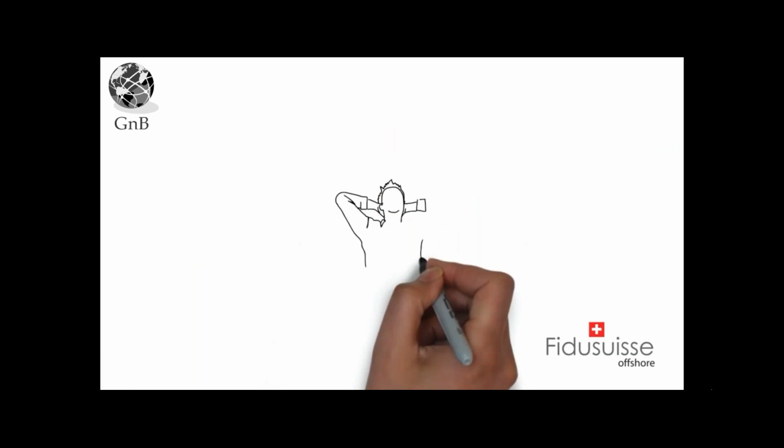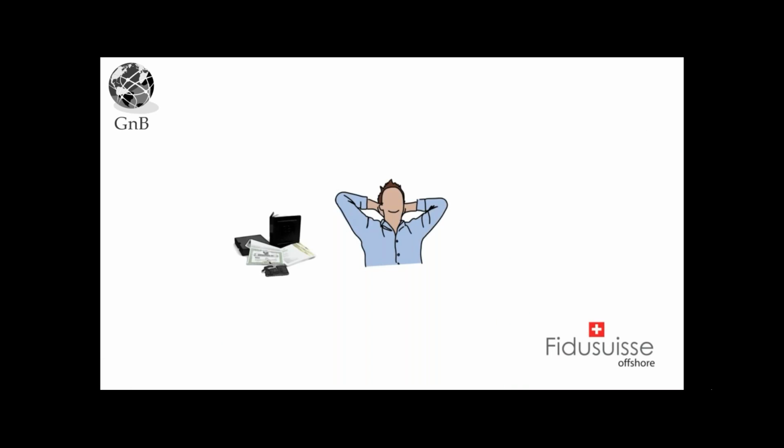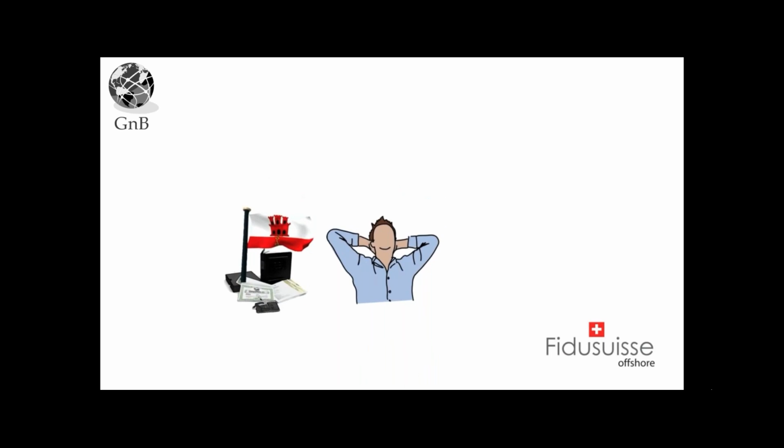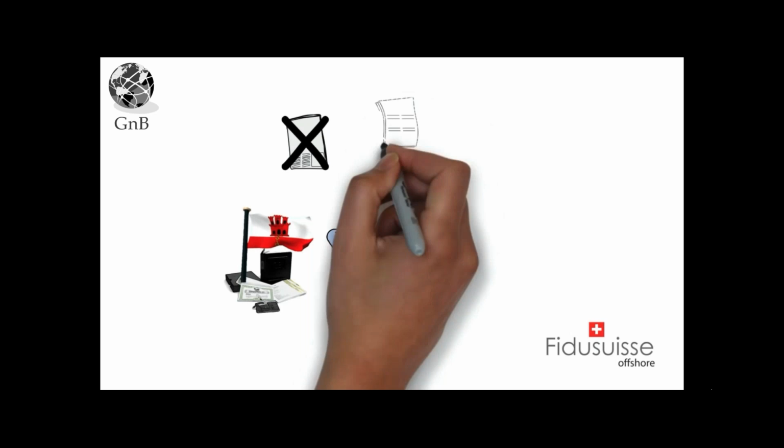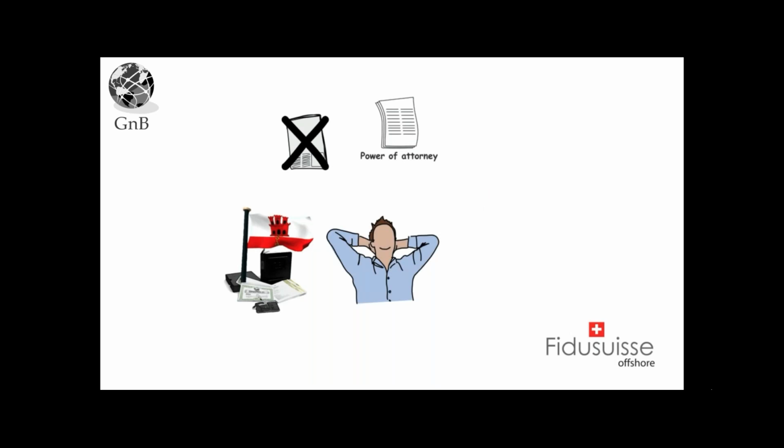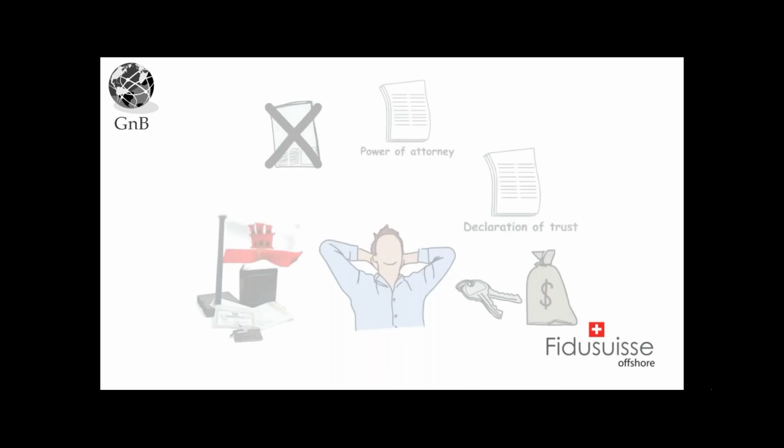Conclusion: you now own a company in Gibraltar, where your name does not appear on the registry, so you are anonymous. On the other hand, you have in hand a power of attorney and a deed of trust, which are legal documents recognized by the bank, and which grant only you access to your funds and company. Enjoy doing business.